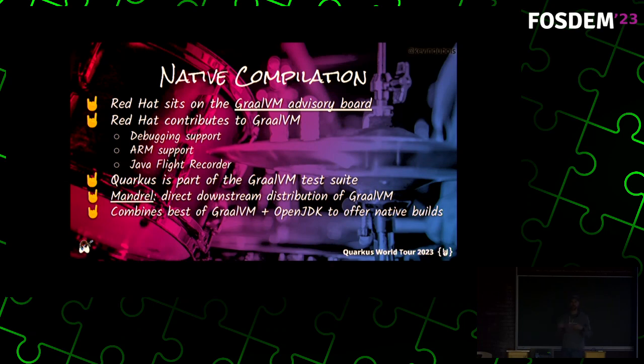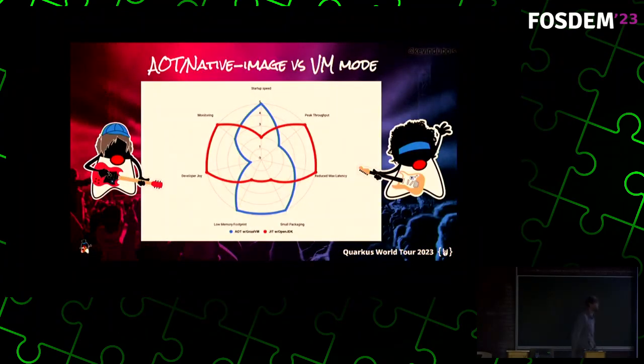So it really tries to make your life as easy as possible. So if you're thinking, should I do a native build or just run on the JVM, this is kind of an opinionated scoring. But if you want the maximum developer joy, the best and easiest monitoring, peak throughput, and reduced max latency, then you want to run it on the JVM. If for you it's important to have the lowest memory footprint, a small packaging, and a very fast startup time, then a native build is probably the way to go.